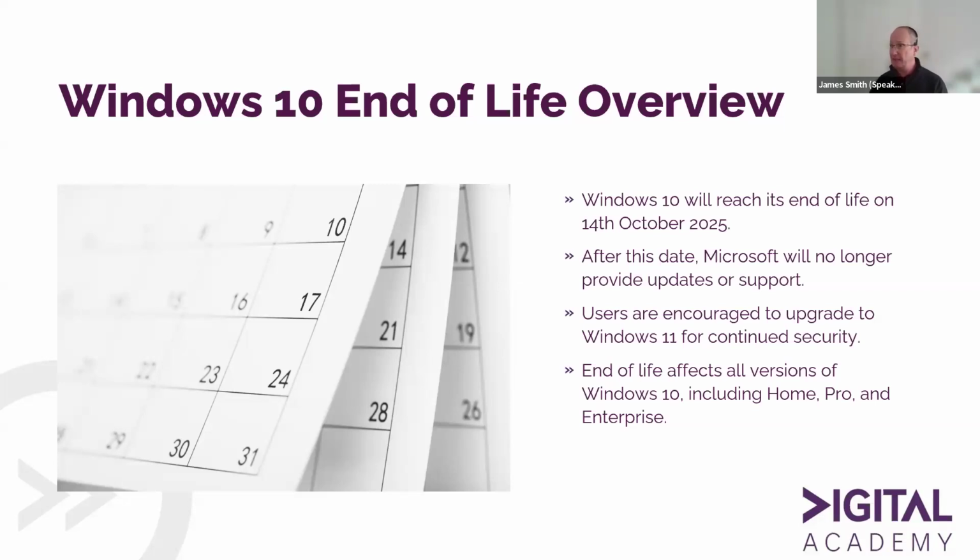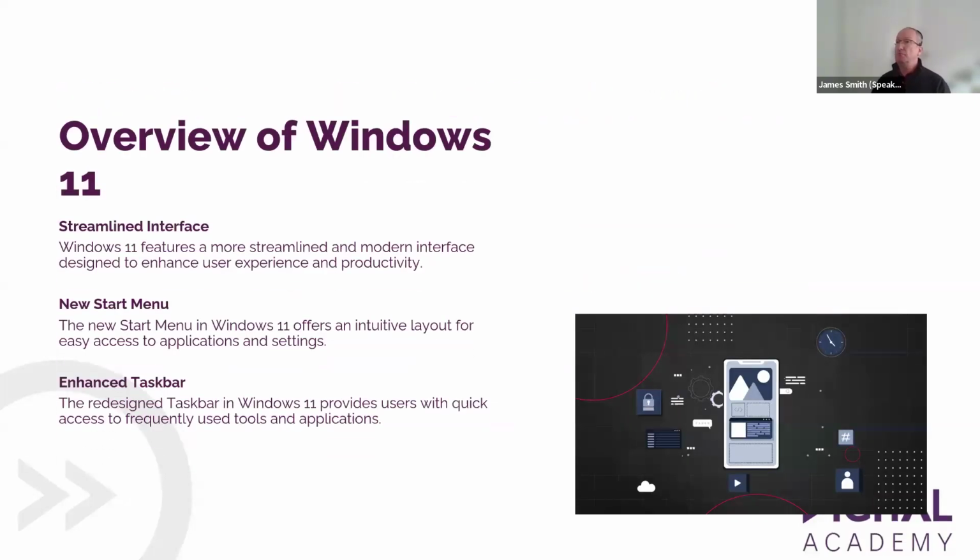Just to make you aware, the end of life affects all versions of Windows 10. So whether it's a Home, Pro, or Enterprise version, as of the 14th of October it will no longer be supported. So any new security issues that come to light, Microsoft won't be patching them after this date.